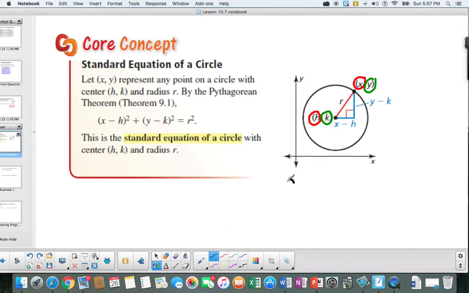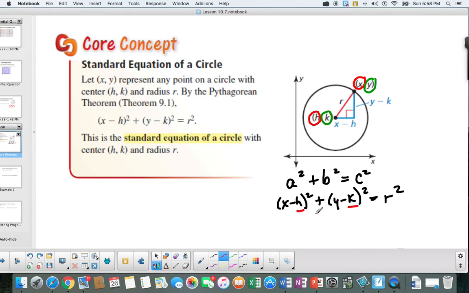I then use the Pythagorean theorem. a squared plus b squared is equal to c squared. This is my leg, so I'm going to write (x minus h) quantity squared. This is my other leg, so I'm going to write (y minus k) quantity squared, and the hypotenuse is r squared. Now, make sure you understand that (h, k) represents the center. Notice that h is after the subtract sign because that's how we figured out the distance, and k is after the subtract sign as well. And the radius is equal to r.